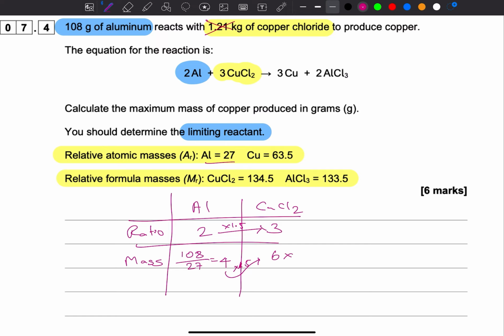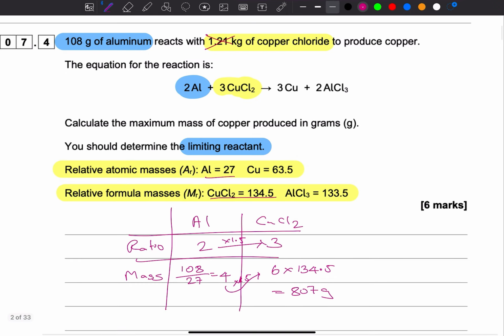6 times the relative formula mass of CuCl2, copper chloride, which is 134.5, gives you 807 grams. But they said it is 1.21 kilograms, which is 1,210 grams, right? So which is in excess? If you think about it, you have too much compared to 807. So this is your excess, and this is your limiting.